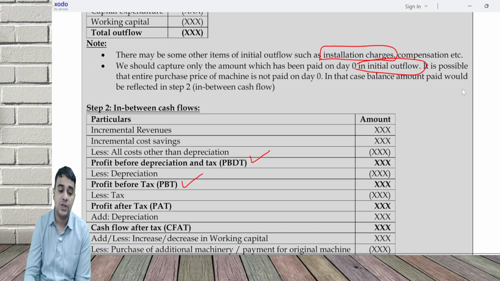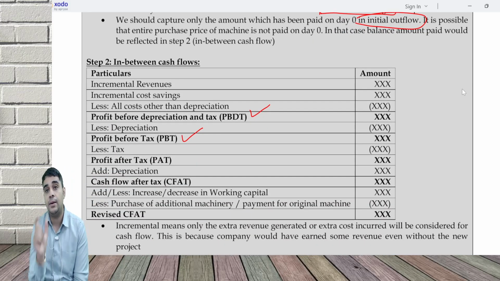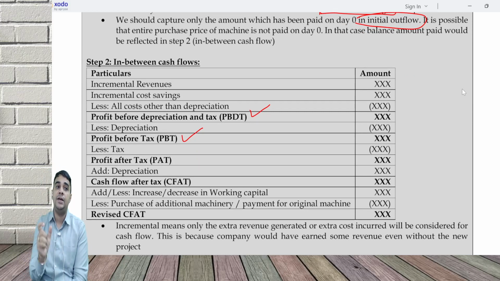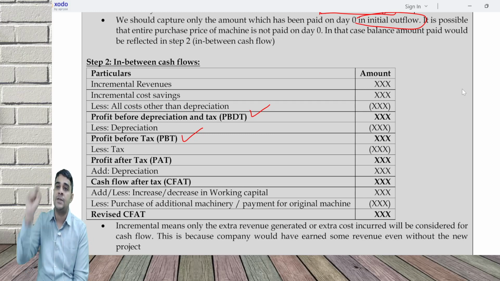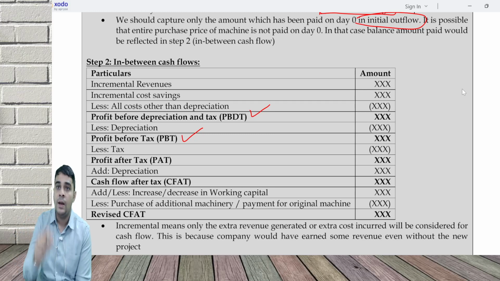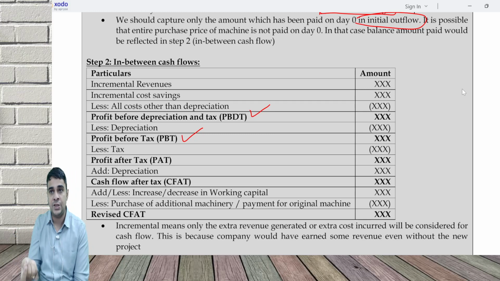In between flow is equal to incremental revenue, incremental cost saving, all cost other than depreciation, PBDT, deduct depreciation, PBT, deduct tax, add back depreciation, CFAT, and three items: increase or decrease in working capital. Increase in working capital is outflow, decrease in working capital is inflow. Payment for original machine. If you have not paid fully, now make the payment. Purchase of additional machine. Sorry, add back depreciation. Yes, only these two items will come.